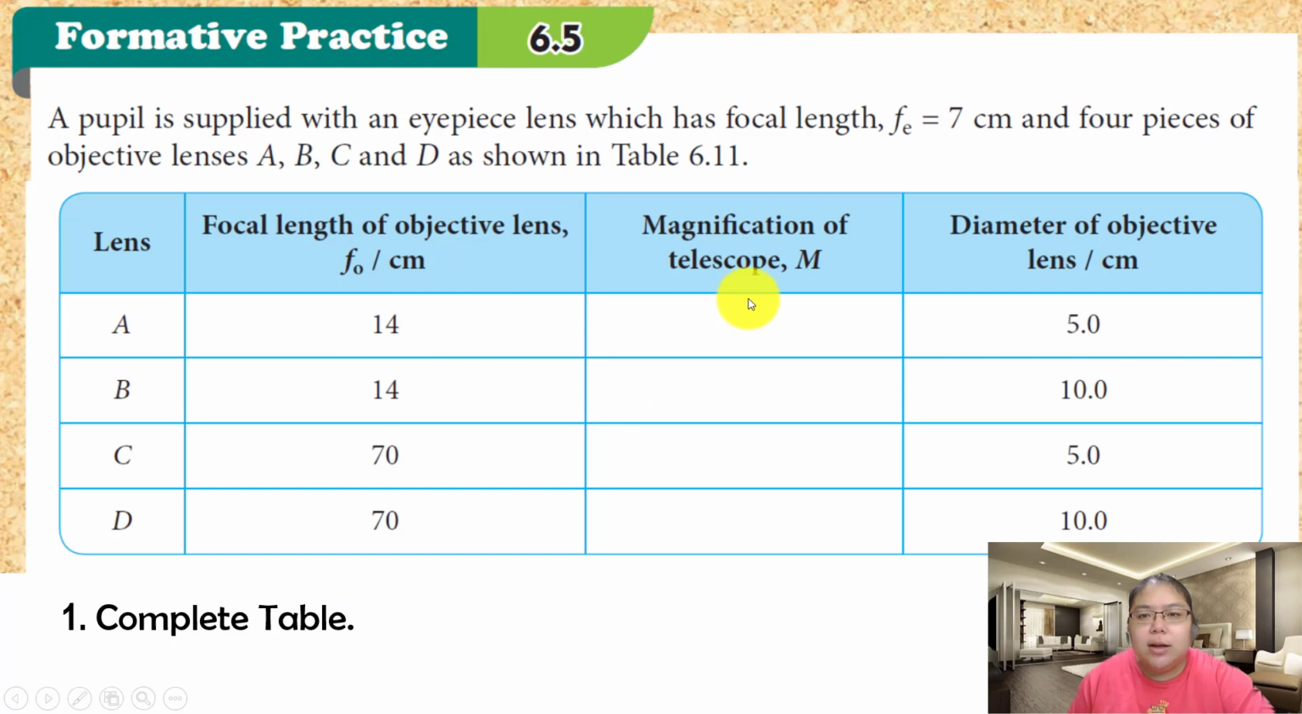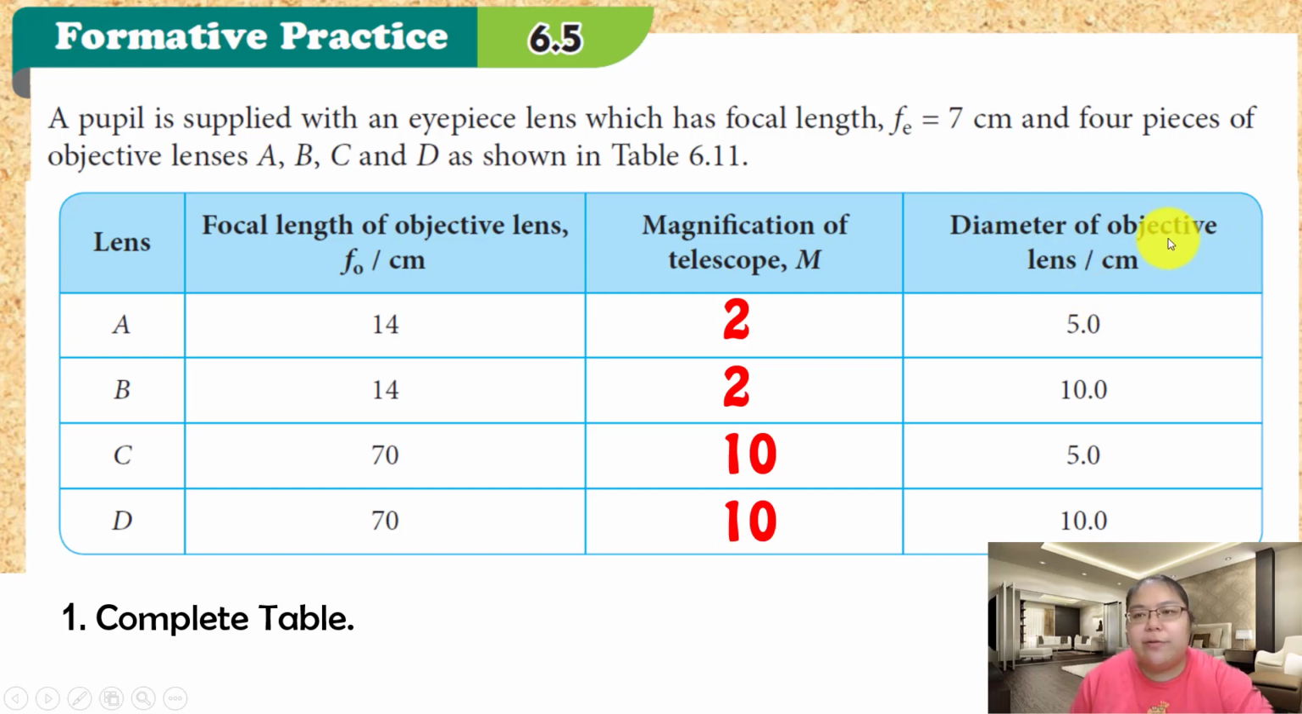Okay, first, how to find the telescope magnification. The formula should be FO over FE. So you just do the calculation. FO is 14 over FE, which gives 2. This one is the same. Another one should be 70. I told you already, a telescope must have a big difference between FO and FE. So FO is 70, FE is 7. There should be 10. So you find this one has a big magnification, which is better for a telescope.